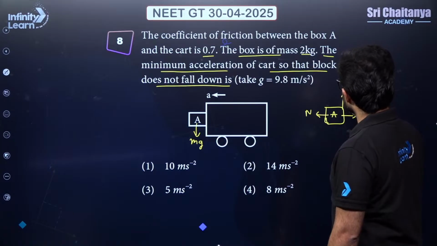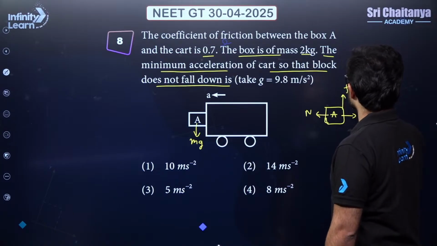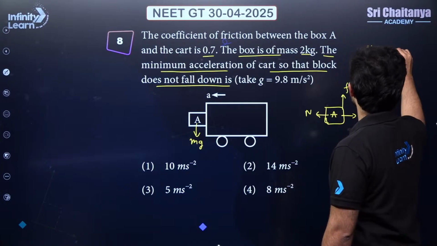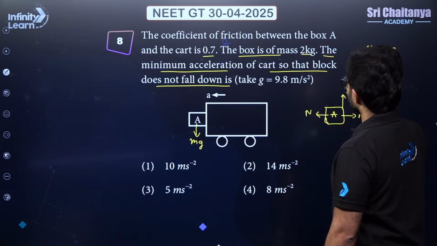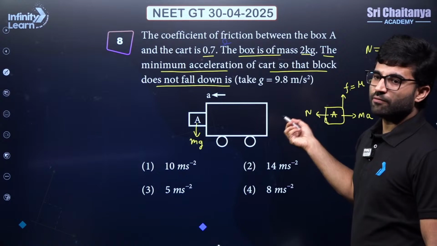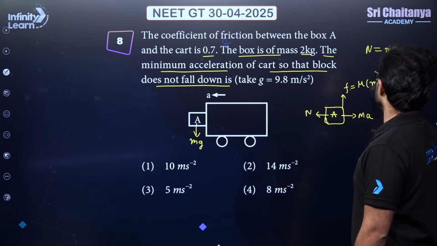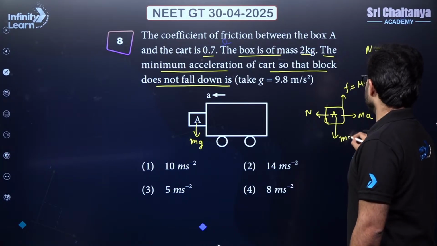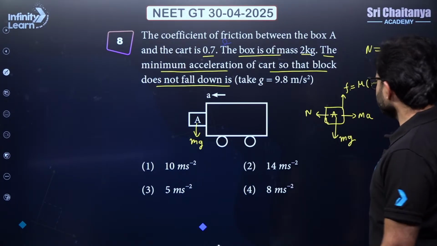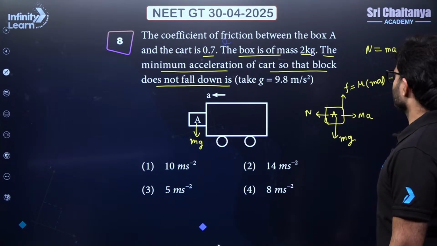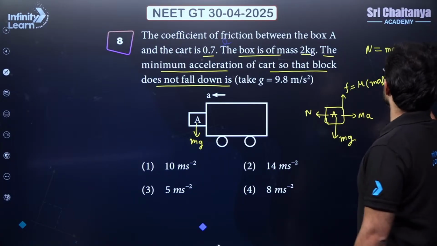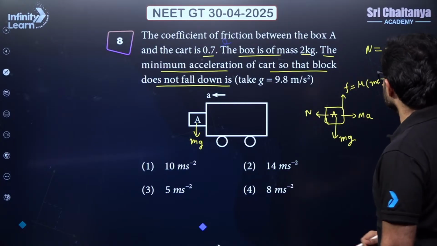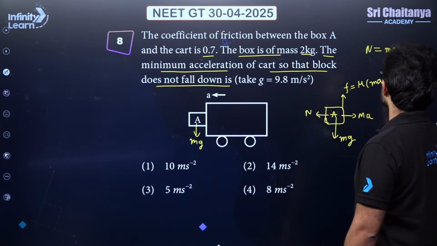And there would be a friction which is acting, and what is that friction? Mu into N. If I balance it, N would be equal to m into a, and friction is nothing but mu into N. And what is N? N is nothing but m into a. Clear? And that is equal to m into g. So now can you balance? Friction would be equal to m into g. That is what we are doing. So now you do it. This is just the calculation part.